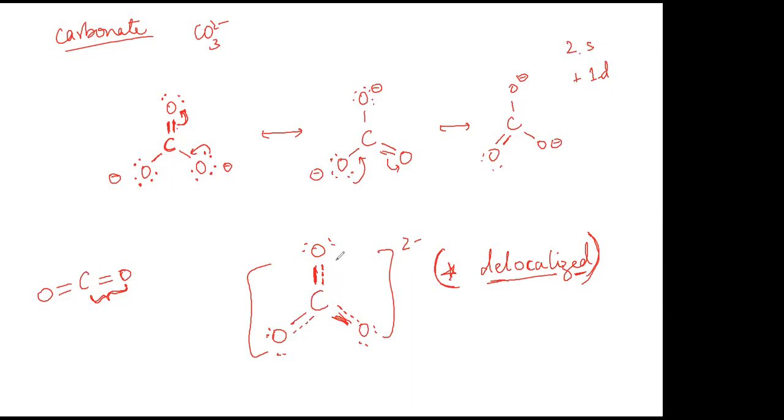And resonance is important because of this delocalization. The whole electron cloud is spread out over the whole molecule, so the more resonance structures that are possible, the more stable is the atom or ion or molecule.